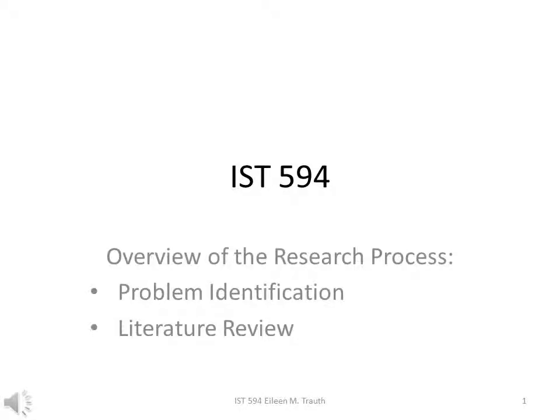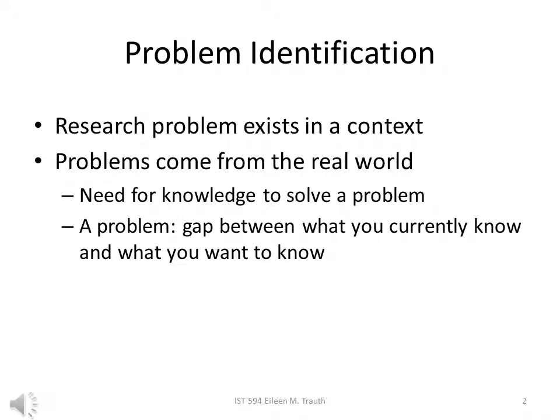In this slide deck, I will be overviewing the research process, and I'll begin with the first two aspects of the research process: problem identification and literature review. Okay, the first step is problem identification.